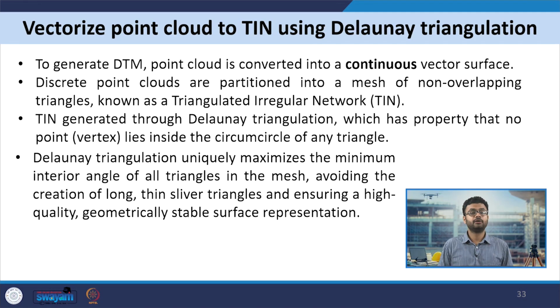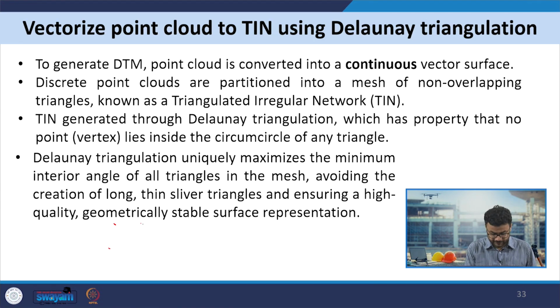To do this, first of all, the discrete point cloud is partitioned into a mesh of non-overlapping triangles, also known as a triangulated irregular network, or TIN. Then the TIN is generated through Delaunay triangulation, which has the property that no point or vertex lies inside the circumcircle of any triangle present in the TIN. Delaunay triangulation uniquely maximizes the minimum interior angle of all triangles in the mesh, therefore avoiding the creation of long thin sliver triangles, ensuring a high quality and geometrically stable surface representation.